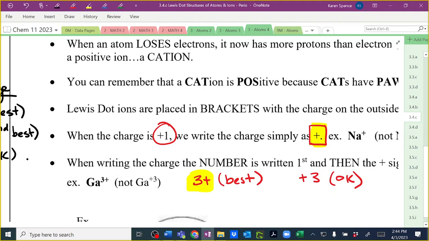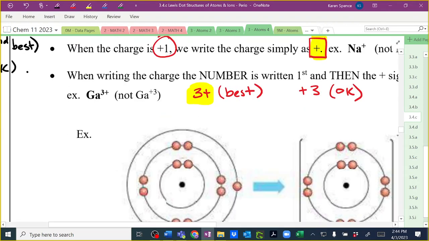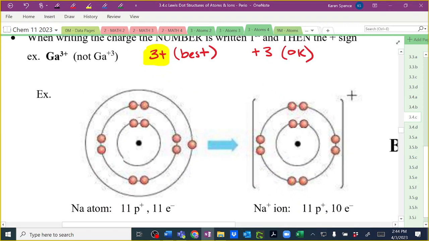All right. So here we have a sodium atom. It has 11 protons and 11 electrons. You can see it has this 1 electron in its outer shell. It is going to lose 1 electron, and then we draw brackets around it and the charge once it loses that electron.